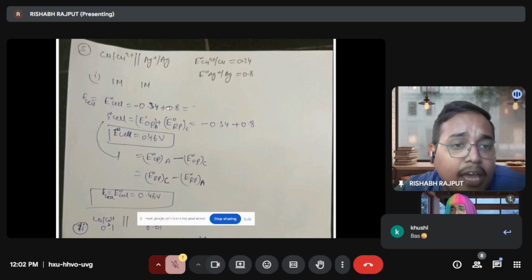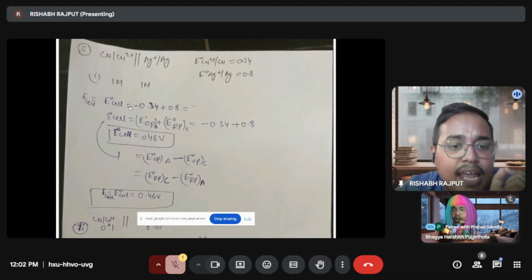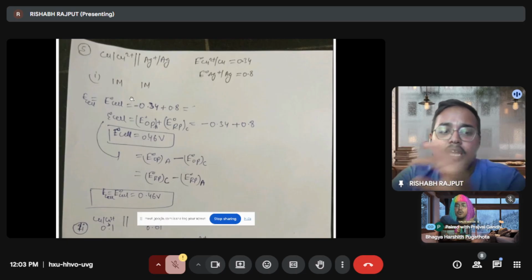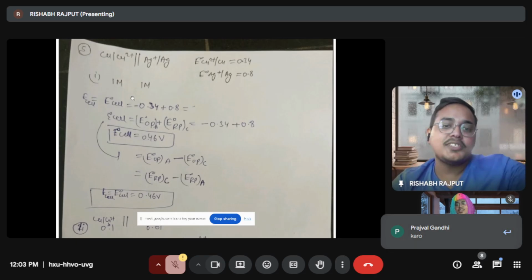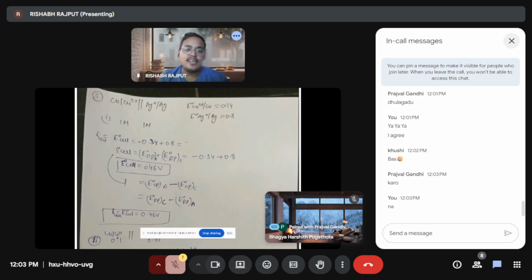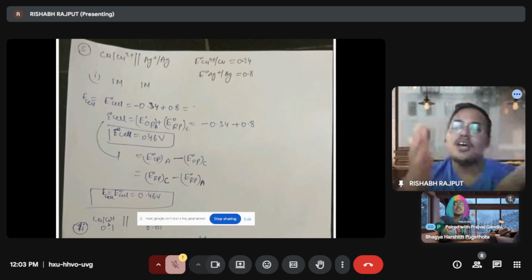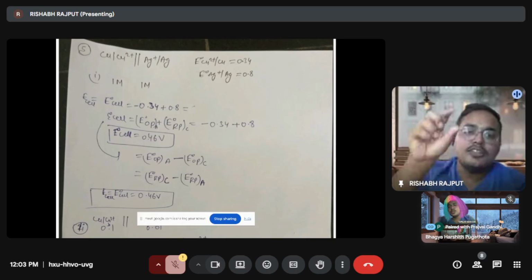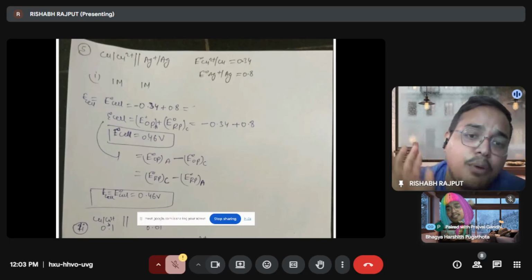But how do you get the E cell value? Here I have given the concentrations. For copper 2 positive, the concentration is 1 molar. For silver, the concentration is also 1 molar. Then if I ask for E cell for the full cell, how do you know? We already know E naught cell on the basis of 1 molarity, so why find E cell again? It is the same value. For 1 molar solution, E naught cell is equal to E cell. So in this question, the important thing is to get the E naught cell value.